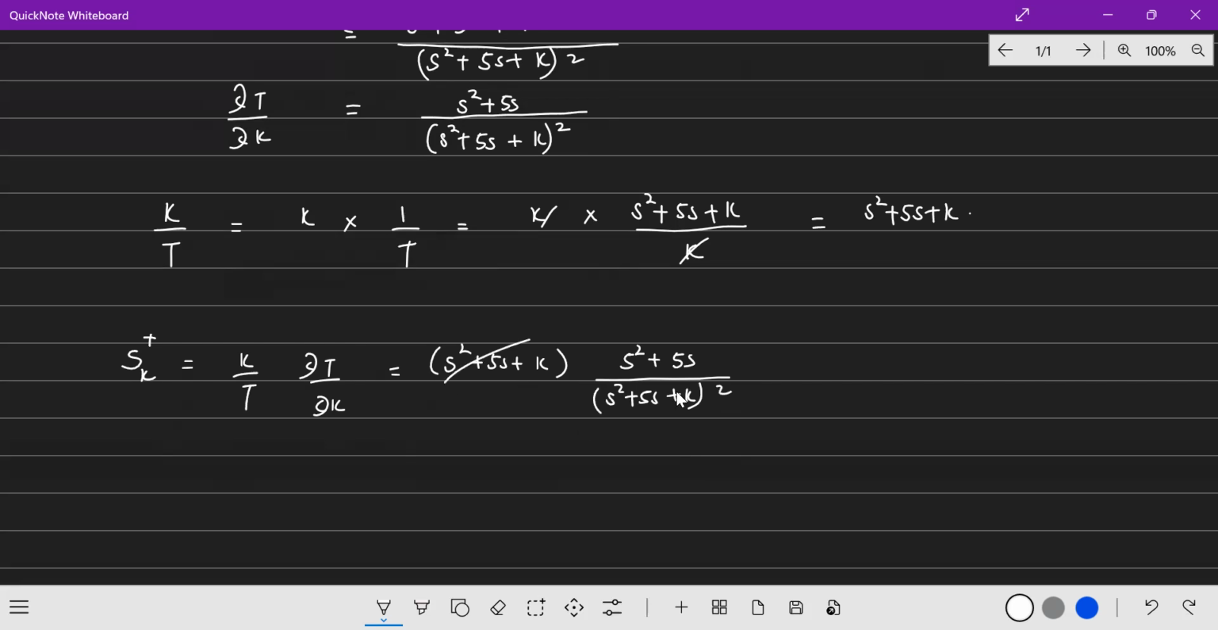So this and one of that cancel out, right? This is squared, so we're going to cancel out one. It just means s squared plus 5s over s squared plus 5s plus k. So this is our final answer.